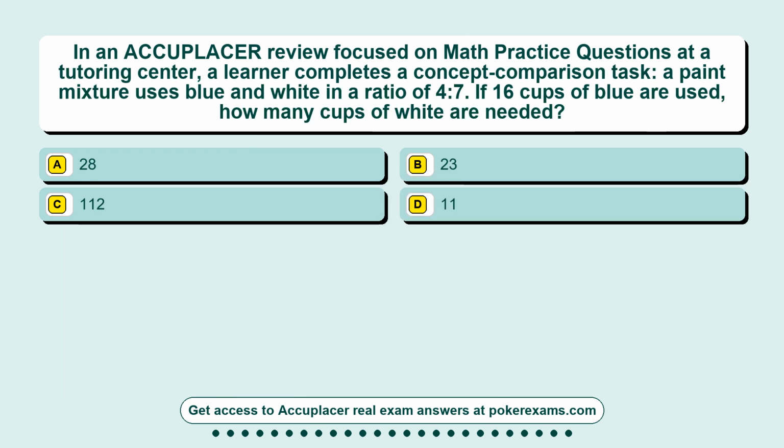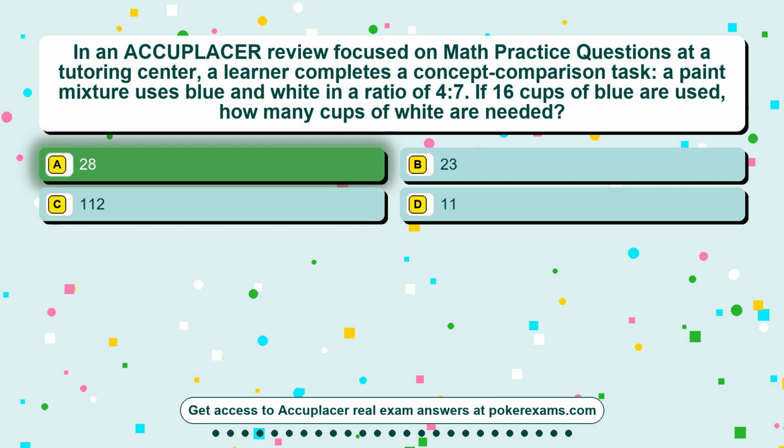Question 3. In an Accuplacer review focused on math practice questions at a tutoring center, a learner completes a concept-comparison task. A paint mixture uses blue and white in a ratio of 4:7. If 16 cups of blue are used, how many cups of white are needed? Option A, 28. Option B, 23. Option C, 112. Option D, 11. The correct answer is option A, 28.